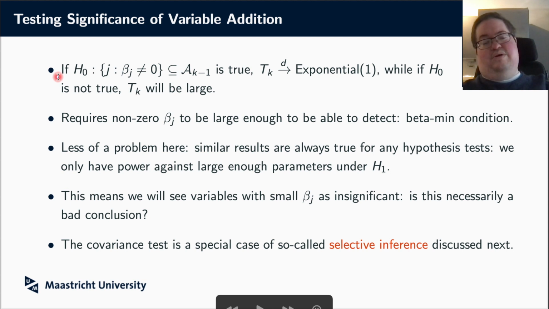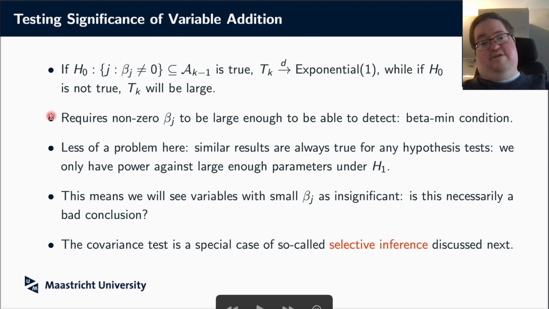Now the reason to choose this test statistic is that if we assume that actually variable L does not have a coefficient different from 0, so this variable is actually not important, then our test statistic converges to an exponential distribution. Whereas if indeed variable L does bring you important gains, so its beta is different from 0, you get a large test statistic, so you can reject the null hypothesis.